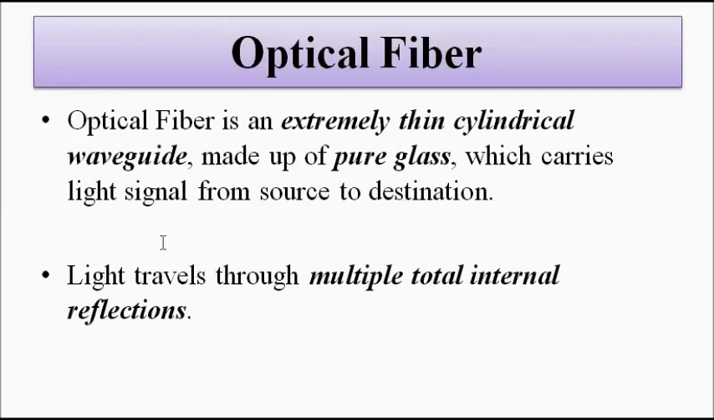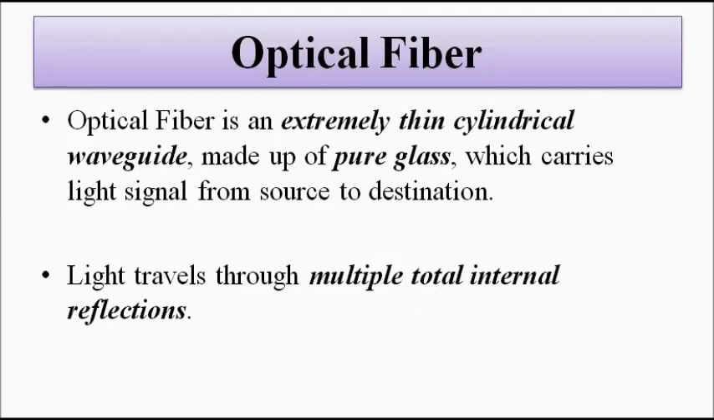And how does the signal travel? Through multiple total internal reflections. Total internal reflection is a concept in optics such that light traveling from a denser medium to a rarer medium does not get refracted, but gets reflected back into the same medium. I'll be making a video on the propagation of light in optical fibers so that we are clear about it. For now, just understand that light travels in the optical fiber through multiple total internal reflections.